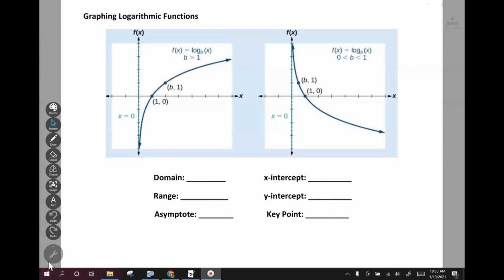Hey guys, this is 6.3, 6.4, part 2. We're looking at graphing logarithmic functions.